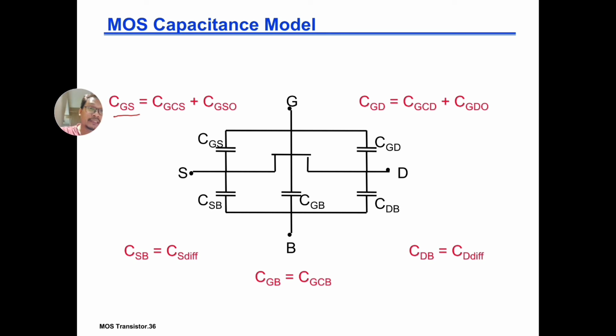And here we can also look at the source to the bulk, the source diffusion, which is basically what we just discussed. It consists of the bottom plate and the 3 sidewalls. The drain to bulk also consists of the bottom plate and the 3 sidewalls, and then you also have the gate to bulk capacitance, which occurs only during the cutoff region.